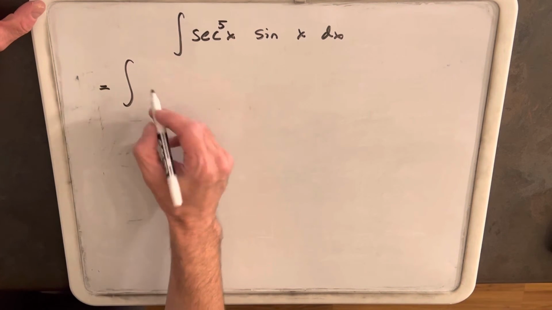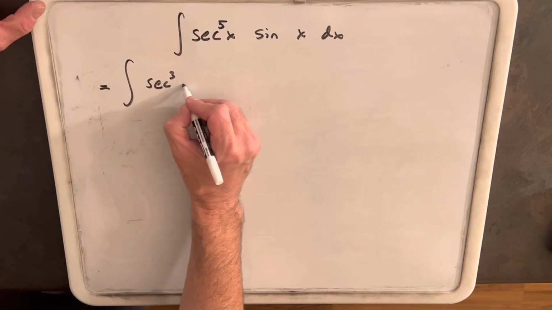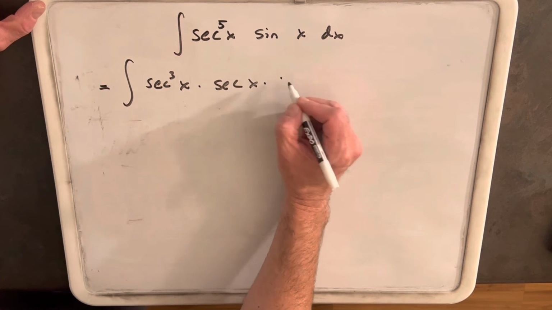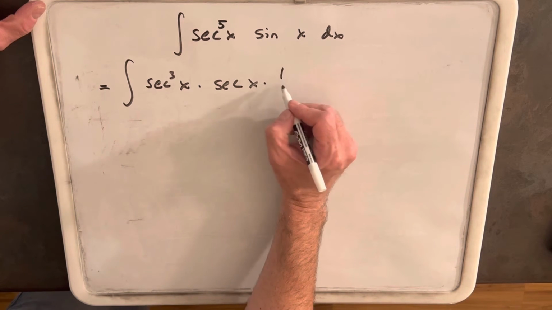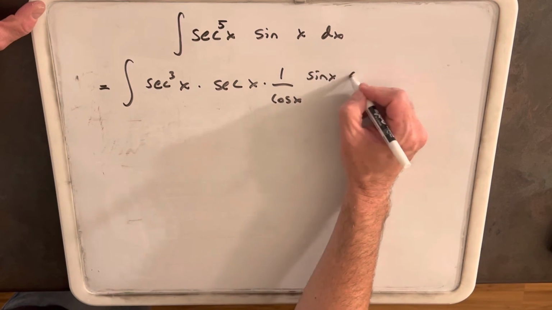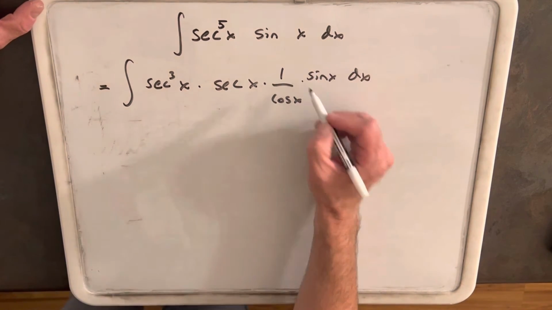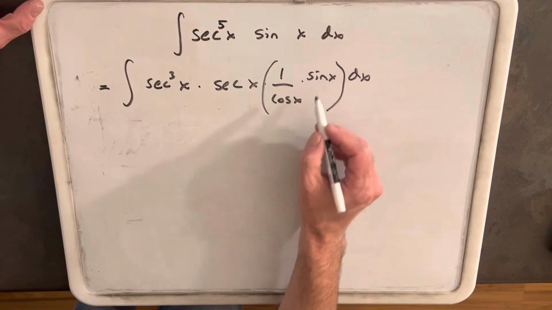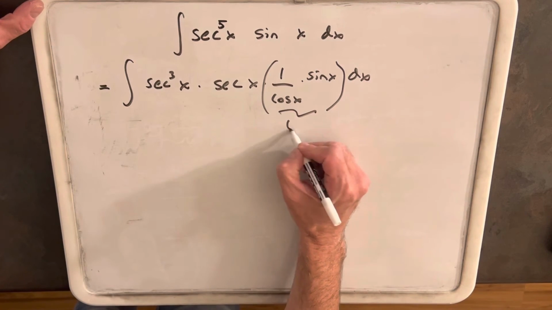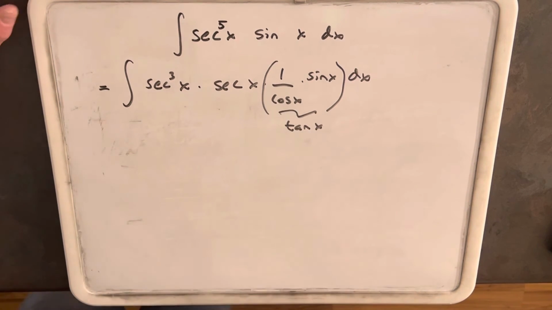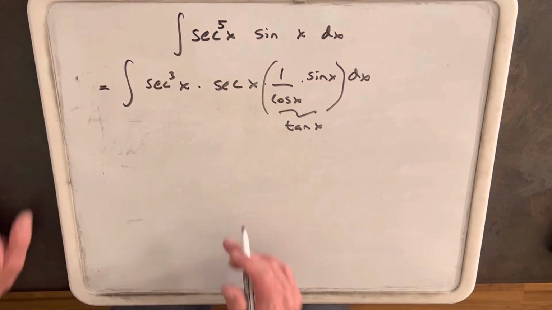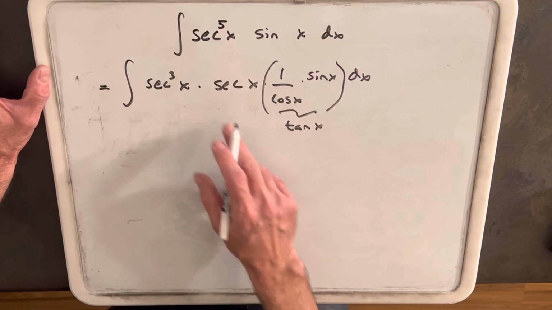So we're going to write secant to the fifth as secant cubed x times secant x times secant x, but this last one, I'm going to actually write this secant as 1 over cos x times sine x dx. And the reason I did that, you can probably see, is this whole thing together is actually just tangent, because this is just sine over cosine. So we have a tan x here. And the reason I did that is because this will set us up for a u substitution.